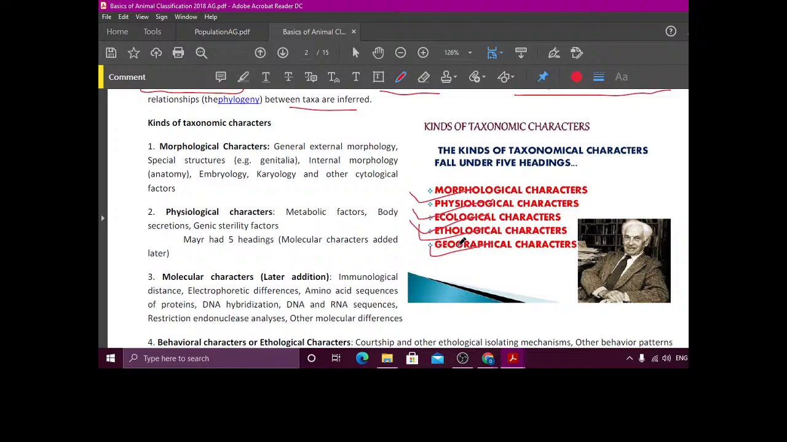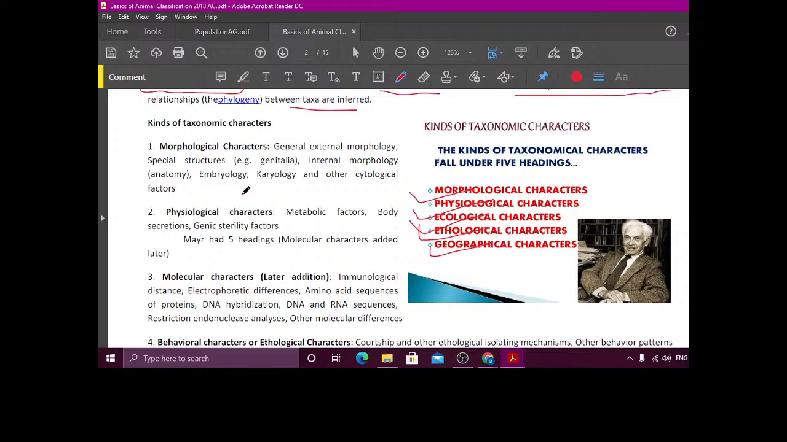Morphology means general external morphology, special structures like genitalia, internal morphology like anatomy, embryology, and development. So one organism can be different from another if you look at how they develop from the egg. If in closely related species you see stage 1, stage 2, stage 3, stage 4, stage 5, and then the adult comes, and in another organism also you have stages 1 to 5, but stage 2 of the first organism and stage 2 of the other organism are not the same, they cannot be classified together. They are classified into other groups.